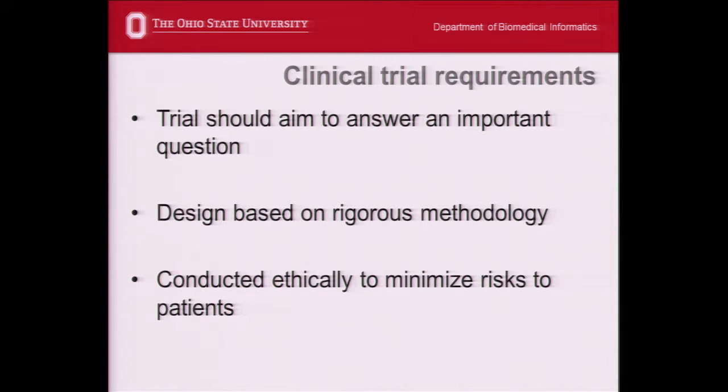So in general, when we're thinking about designing trials, of course those trials should answer a really relevant and important question. We're spending a lot of time and effort, usually money and person time, and we want to make sure that all of these trials are designed in a rigorous way. So we have lots of different methodologies that we can think about to answer those questions. And then, of course, we want to minimize ethical concerns and risks to patients.